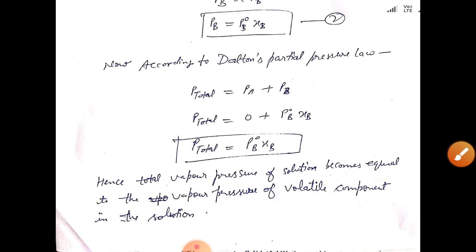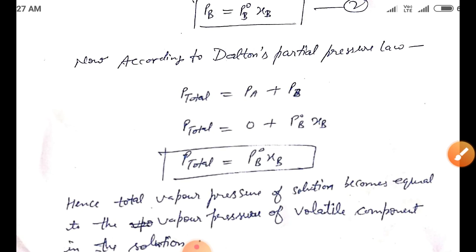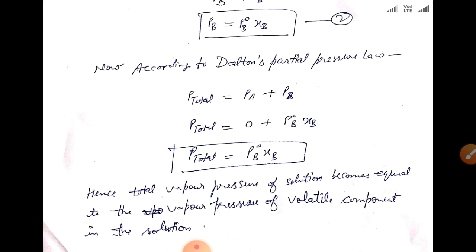So this is the second case for Raoult's law, and we will discuss ideal and non-ideal solutions in the next videos.